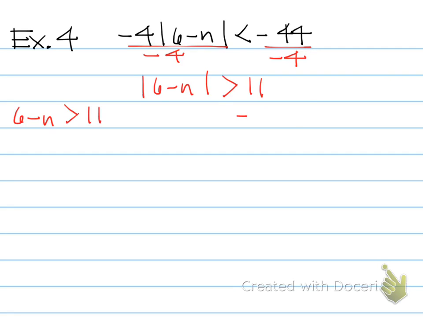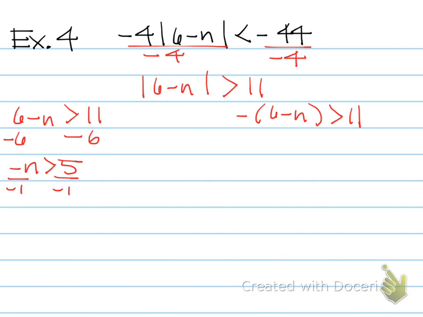And you still have two separate inequalities, one where there's a positive quantity inside the absolute value bars, and one where there's a negative quantity inside the absolute value bars. Starting with the positive, subtract 6 from both sides, we get -n is greater than 5. Divide both sides by -1, which is going to change the direction of the inequality again. We get n is less than -5.